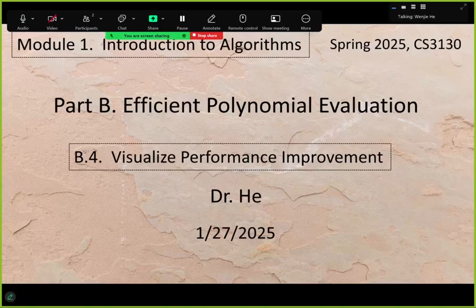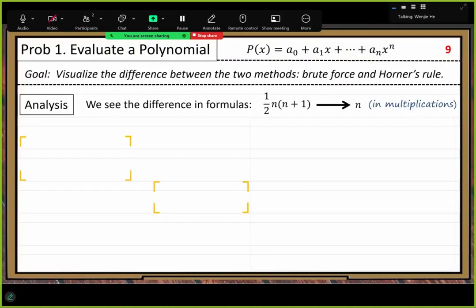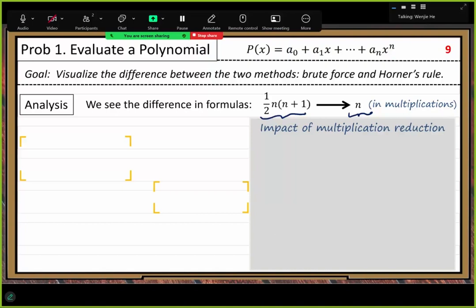All right. Let's work on some concrete examples to see the huge difference. Our improvement occurs in this part, right? The number of multiplications goes from this many to this many after reduction. That's the key point, the reduction place. So we want to see the impact of the multiplication reduction.